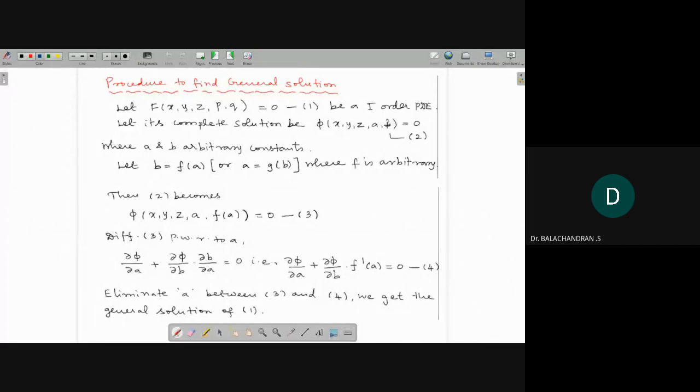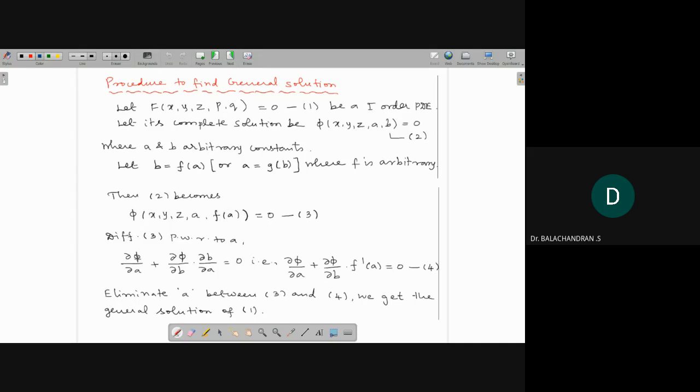So after finding the complete solution, where a and b are arbitrary constants, you should write either b as a function of a or a as a function of b, where f is an arbitrary function. Then equation 2 becomes phi of x comma y comma z comma a, b, with b equal to f of a, equal to 0. I call this equation number 3. Now differentiate equation 3 partially with respect to a.